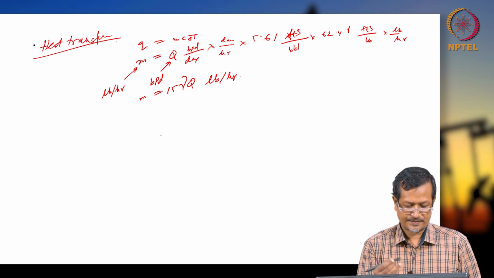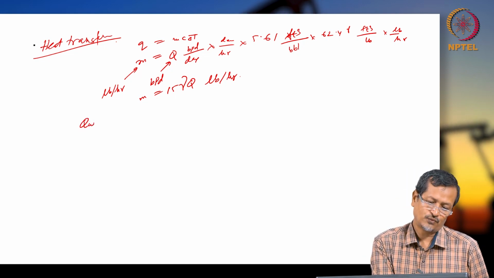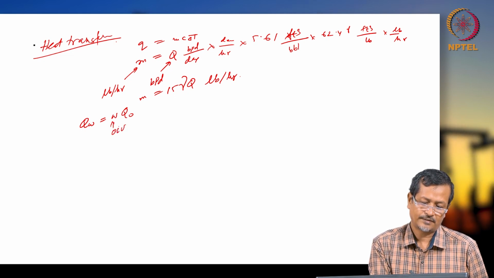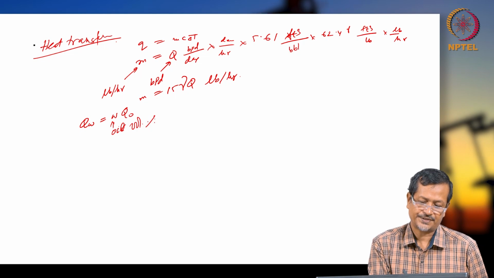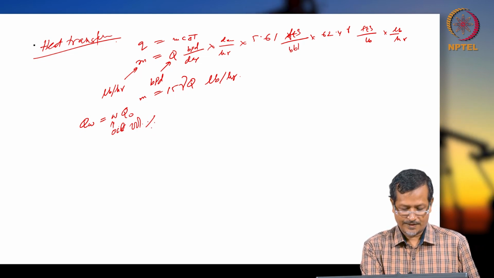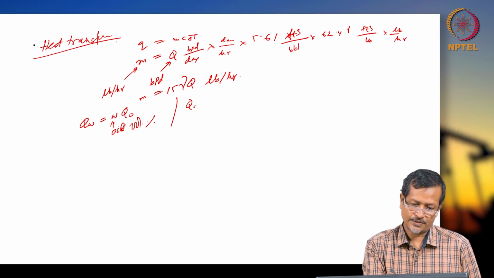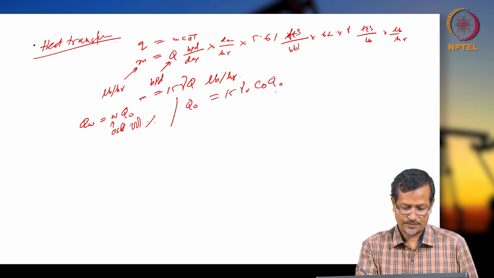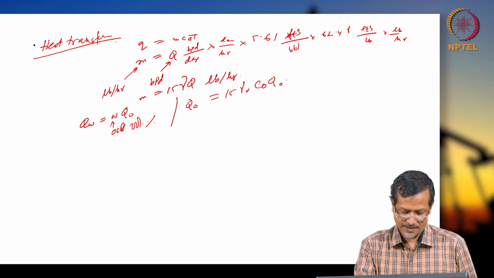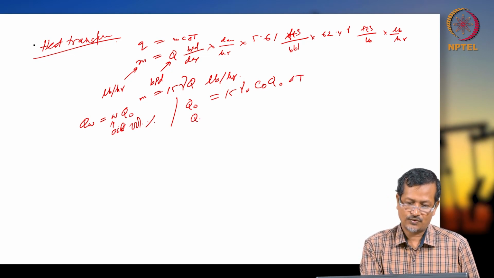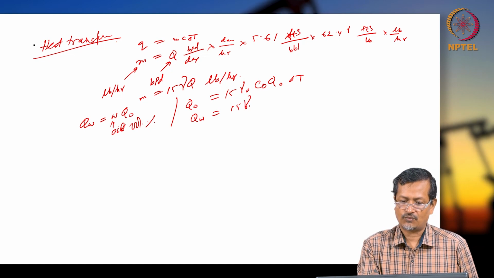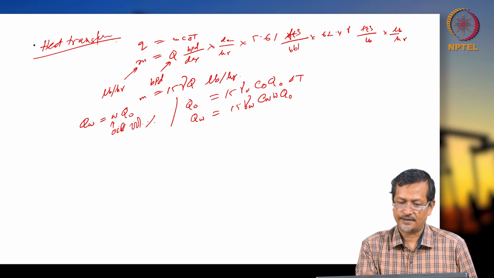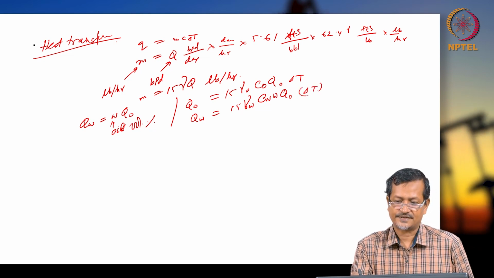Normally the amount of water is given as a percentage of oil volume. So Q water will be a percentage of oil volume, how much water is there. So Q oil equals 15 γo Co Qo ΔT, because of the unit conversion, that's why this 15 term is coming. For Q water, it is 15 γw Cw Qo W, with the same ΔT.